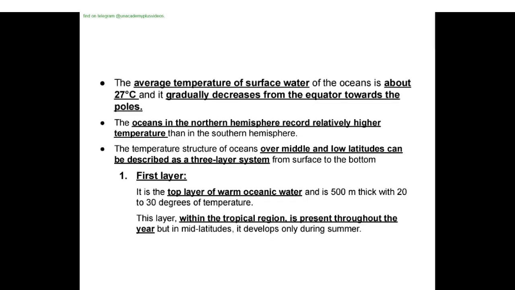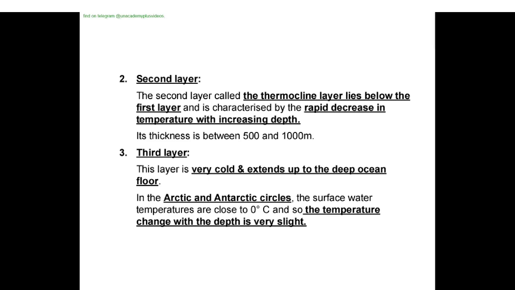The average temperature of surface water of the oceans is about 27 degrees centigrade, and it gradually decreases from the equator towards the poles. The oceans in the northern hemisphere record relatively higher temperatures than in the southern hemisphere. The temperature structure of oceans over middle and low latitudes can be described as a three-layer system from surface to the bottom. First layer. It is the top layer of warm oceanic water and is 500 meters thick with 20 to 30 degrees of temperature. This layer within the tropical region is present throughout the year, but in mid-latitudes, it develops only during summer.